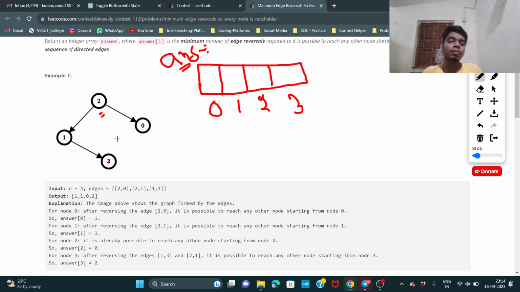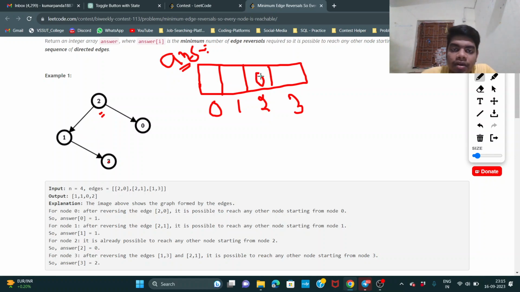In this type of problem, I have told you how to solve it. Just take any random node, consider that node as the root, and try to find the answer for that node. After that, using that root node's answer, try to find the answer for the other nodes. Here I am considering 2 as my root node at first. So I'm just trying to find the answer for 2. The answer for 2 is 0.